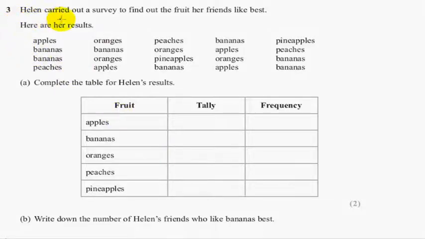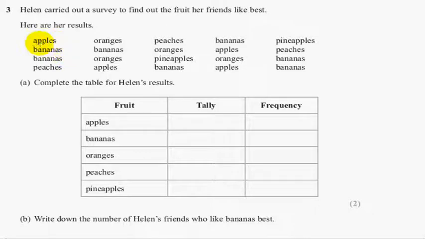Question 3. Helen carried out a survey to find out the fruit her friends like best. Here are her results. Part A. Complete the table for Helen's results. Here's the tally and here's the frequency. So we'll start off with the apples. My advice would be to cross off the fruit once you've counted it.